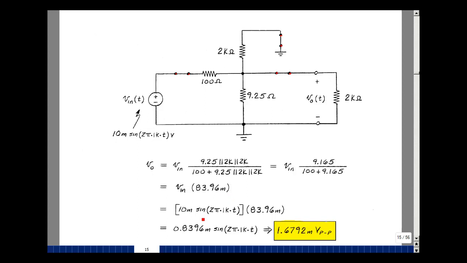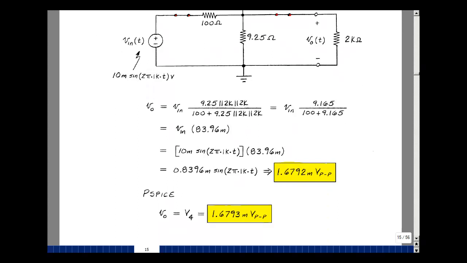Multiply that by a 10 millivolt sine wave, and you wind up getting 0.8396 milli times the sine of omega t, where omega is 2 pi f, or 2 pi 1 kilohertz. And that has a peak-to-peak value of twice this, which is 1.6792 millivolts. Then in the simulation I also measured with the cursors the peak-to-peak value, and again you can see these are very, very close to each other. As I mentioned before, the default accuracy of SPICE is 0.1%, and this is much, much smaller than that. It's about 0.006%. What's happening here is by changing a DC voltage, I can control a voltage divider.